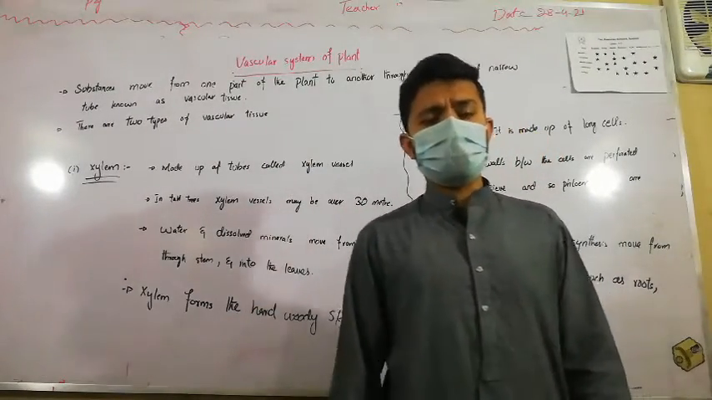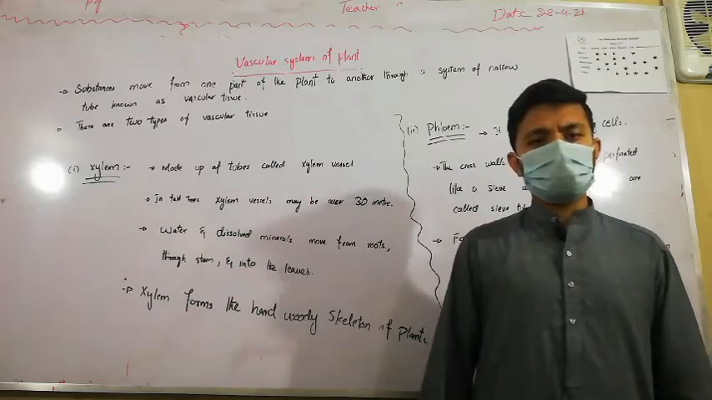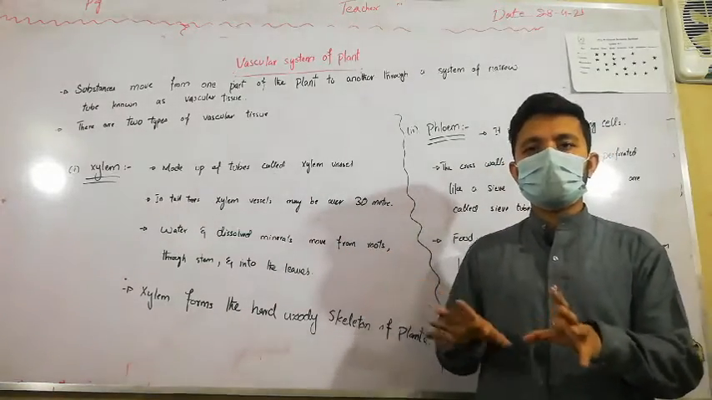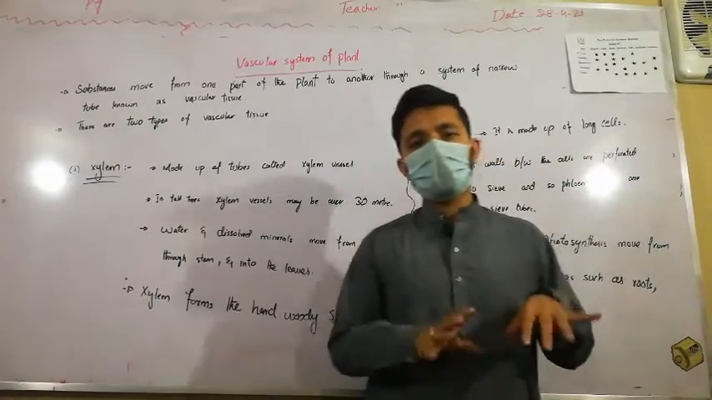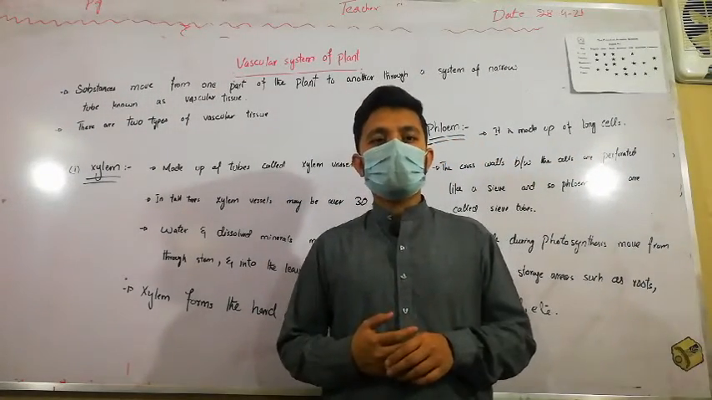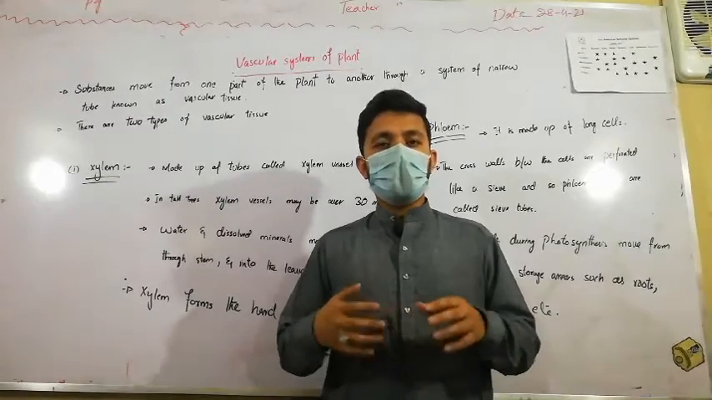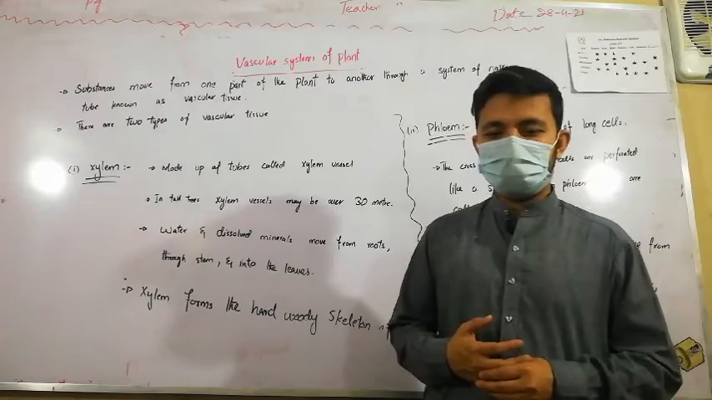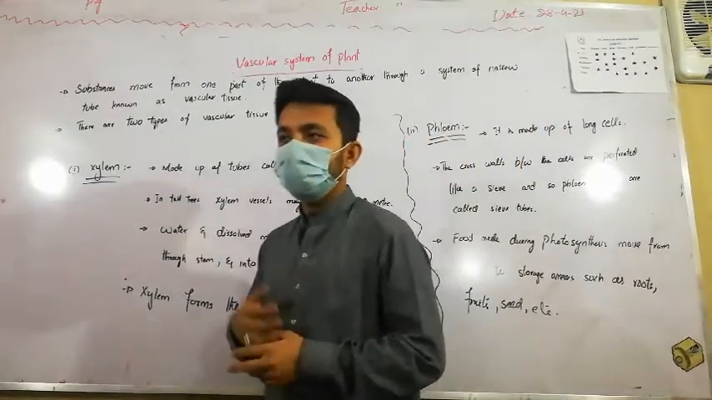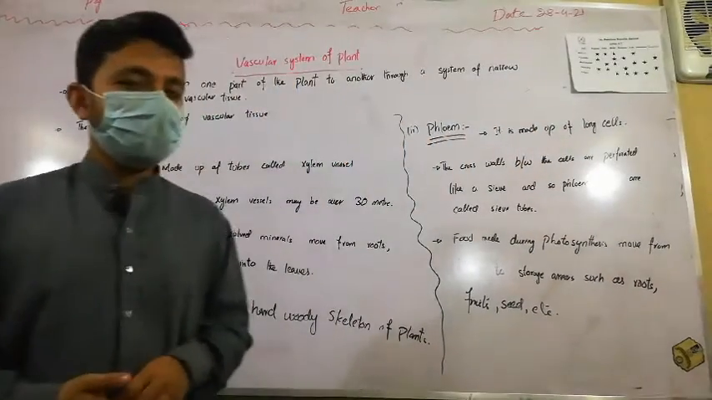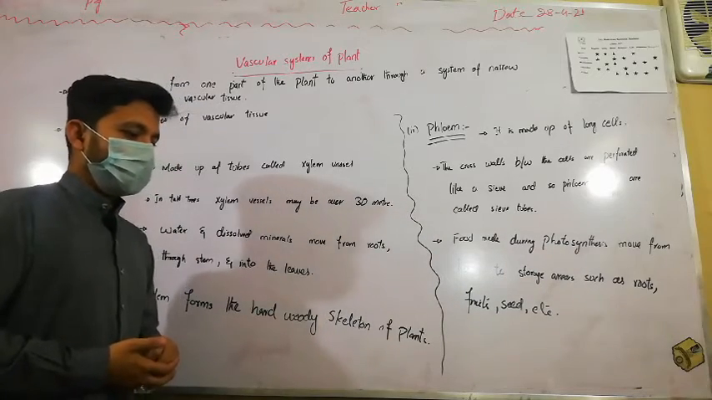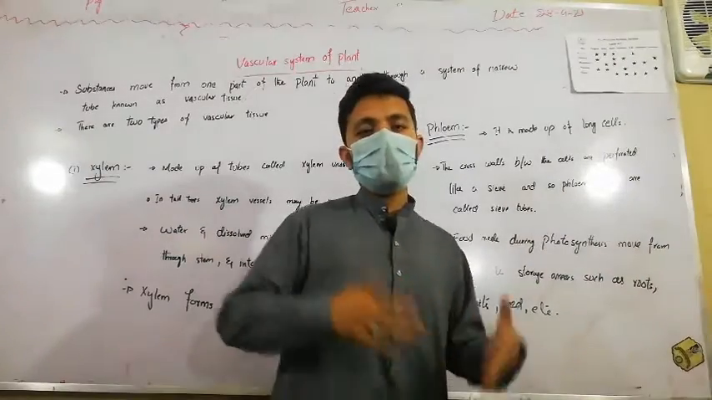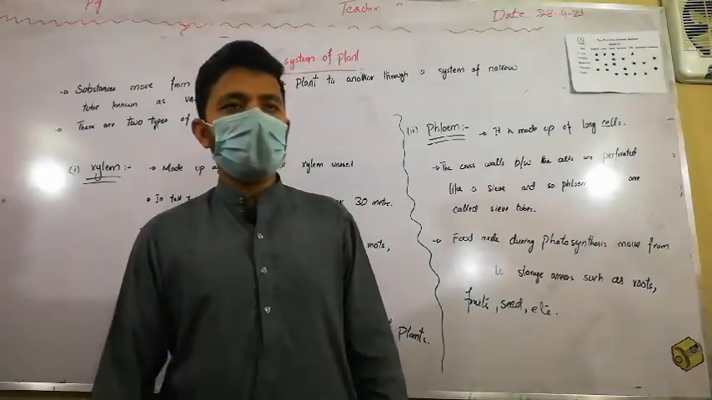We have previously studied the transport system in the plant, and we have studied that substances move from one part of the plant to another through certain vessels or tubes or pipe-like structures. We name them vascular tissues. So what is the vascular system of the plant? The vascular system of the plant is that system which helps in the transport of material, food and water from one part of the plant to another part of the plant.